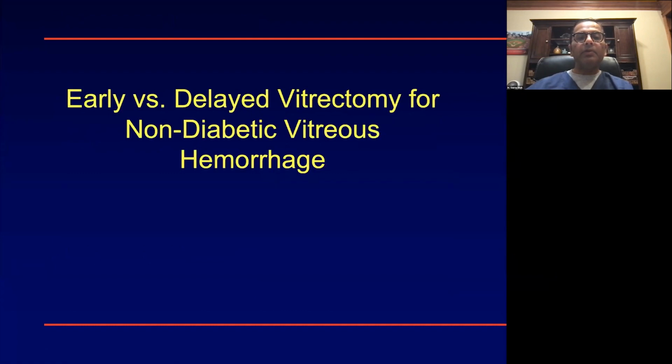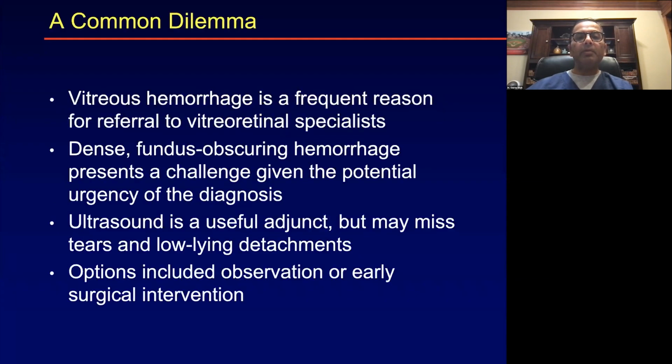So there's an issue of early versus delayed vitrectomy for these sorts of patients. We published on this, and I'm going to go through what we found. This is really a frequent reason for referral to us and also to general ophthalmology. Ultrasound is useful as an adjunct, but it's going to miss some of these low-lying detachments. The options really include observation or early surgical intervention.